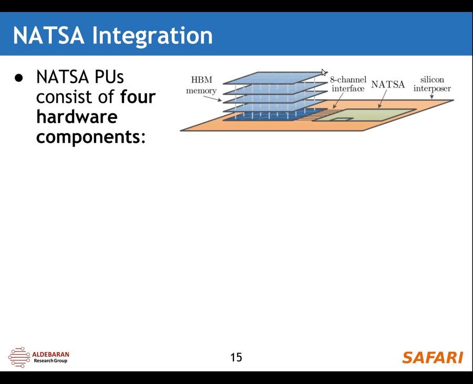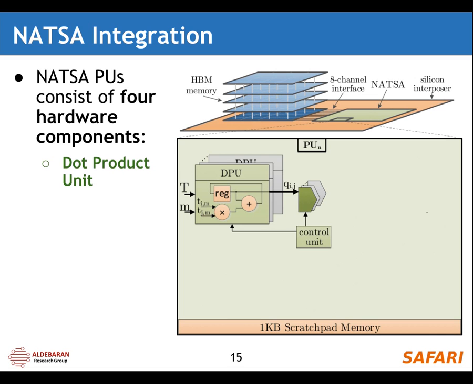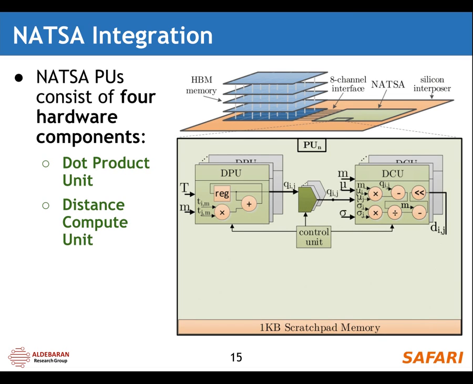NATSA PUs consist of 4 hardware components. First, we have the dot product unit. Second, we have the distance compute unit.